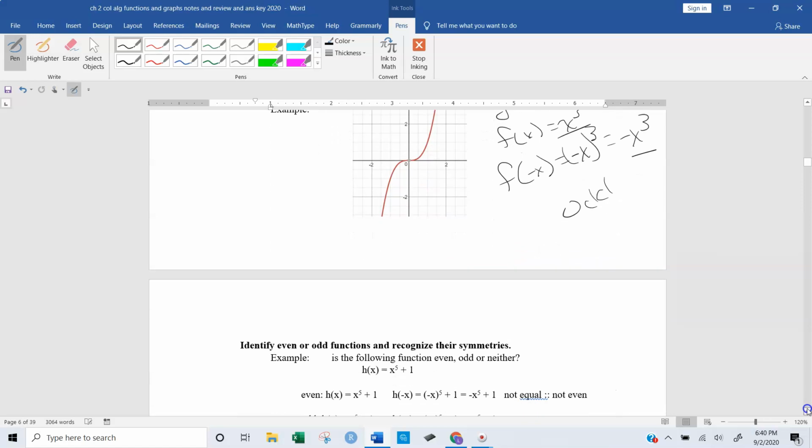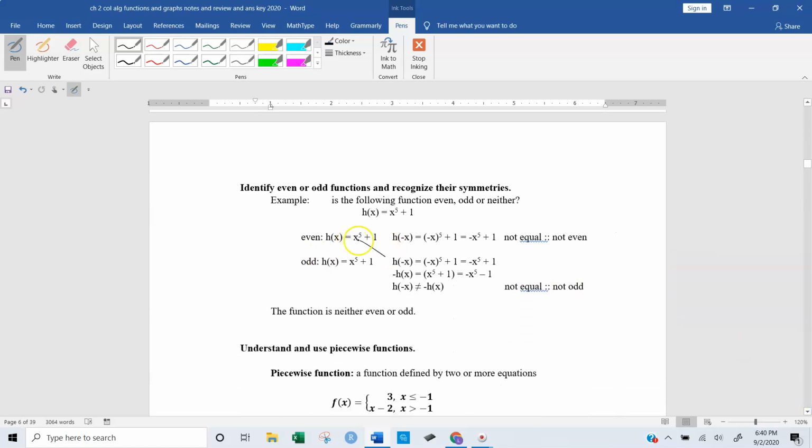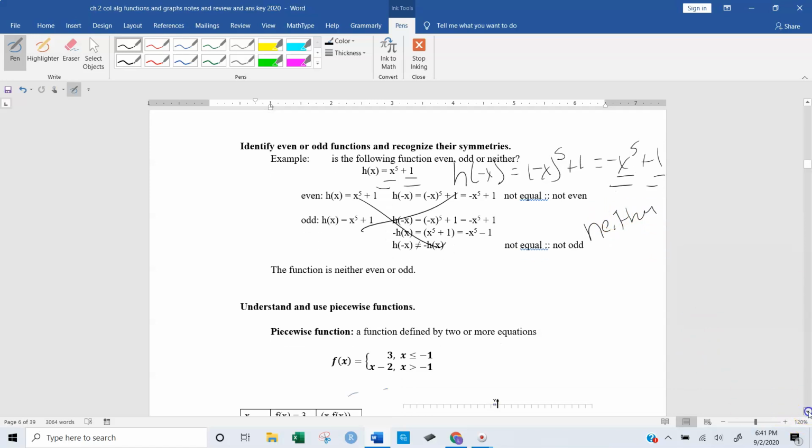All right, now let's try this next one. We have h of x equals x to the 5th plus 1. So now let's find h of negative x. I plug in negative x, and we get negative x to the 5th plus 1. If you notice, the negative x to the 5th is opposite, but the plus 1 is the same. Since it didn't fully change or fully stay the same, it's considered neither even nor odd. All right, I should have given you practice.